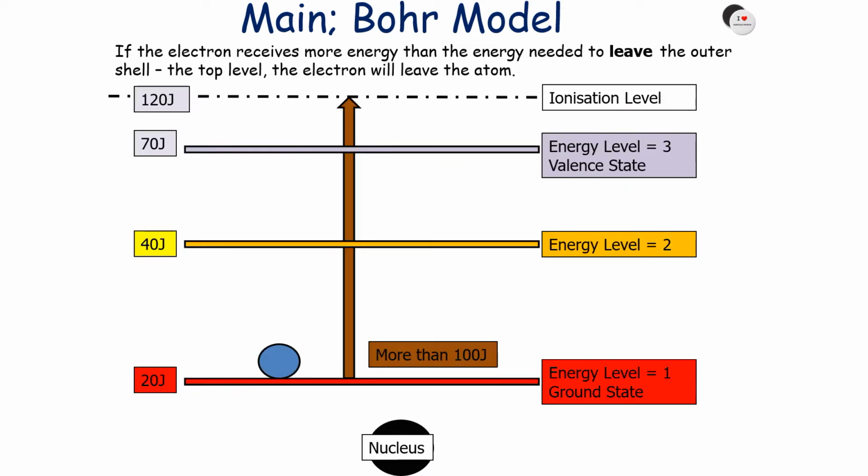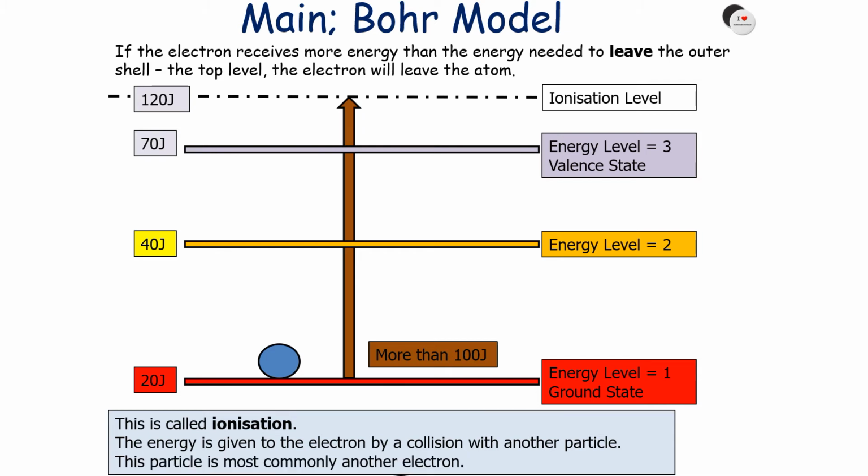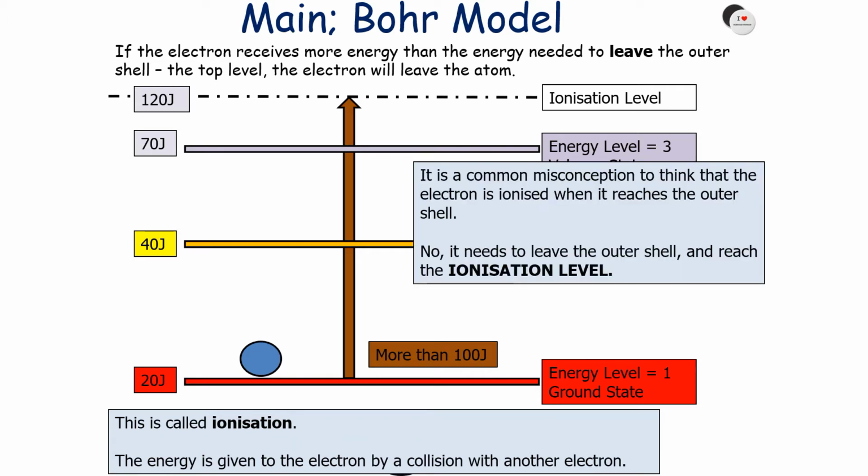Now it's important to note that if the electron receives more energy than the energy needed to leave the outer shell, the top level, the electron will leave the atom. This is called ionization, and the energy is given by an electron colliding with this atom. Now it could also be any other particle, but it's most likely going to be another electron. Now it's a common misconception to think that the electron is ionized when it reaches the outer shell. No, it needs to leave the outer shell and reach the ionization level.